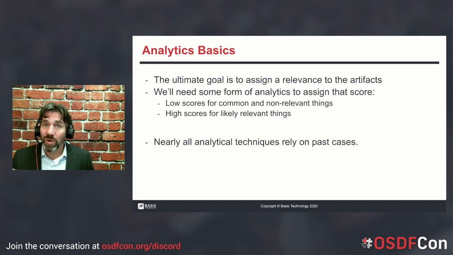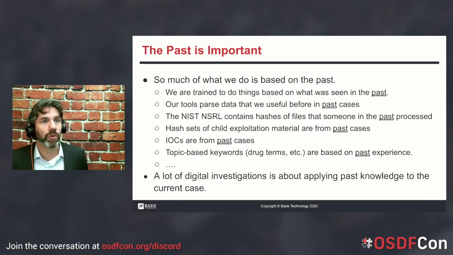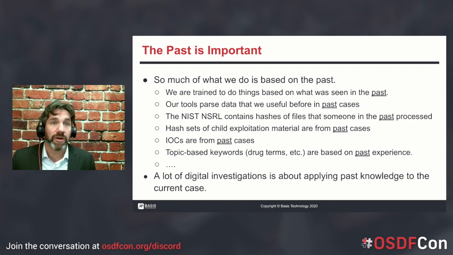But generally, there's a core concept that all these analytical techniques rely on: your past cases. Past cases are critical, and everyone else's past cases are critical. The past is important, right? Pretty much everything we do is based off of past cases. We are trained how to do forensics and DFIR based on what people before us have done as part of their investigations, what they've learned. They pass that knowledge on, and that past experience moves forward.